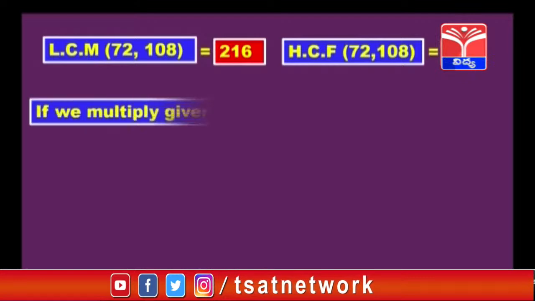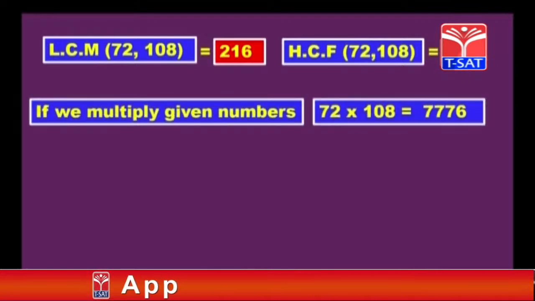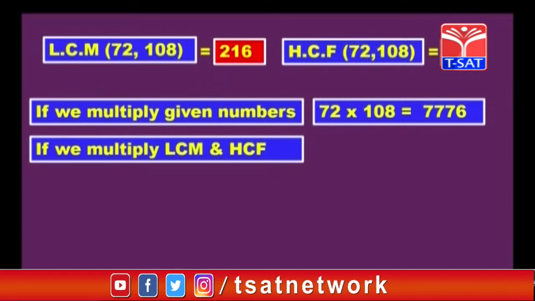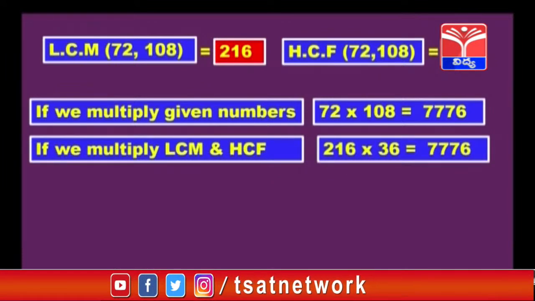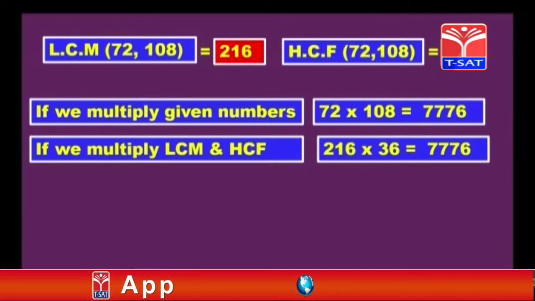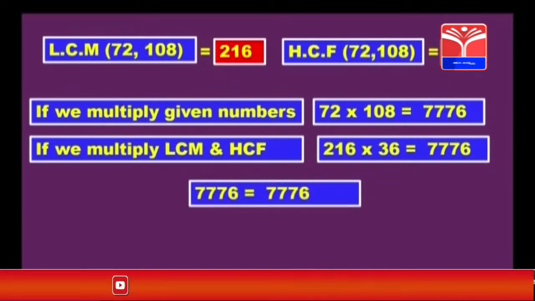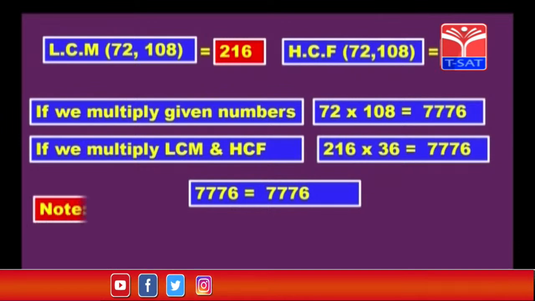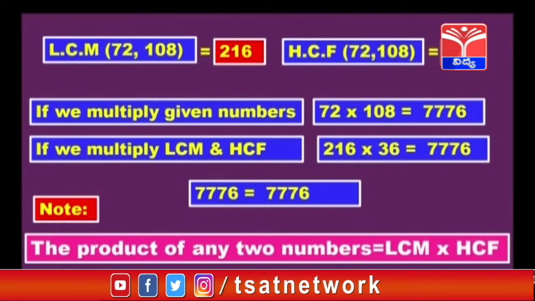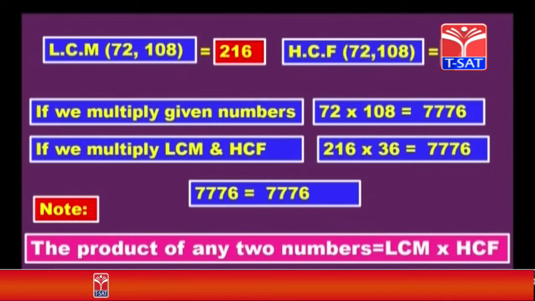Now here we will observe one thing. What is that? If we multiply the given numbers 72 and 108, the product we get is 7776. And also we multiply LCM and HCF, 216 and 36. If we multiply, we get again 7776. That means in both cases we get the same answer, 7776 is equal to 7776. So we can note here: the product of any two numbers is always equal to the product of their LCM and HCF. Product of any two numbers is equal to LCM into HCF.